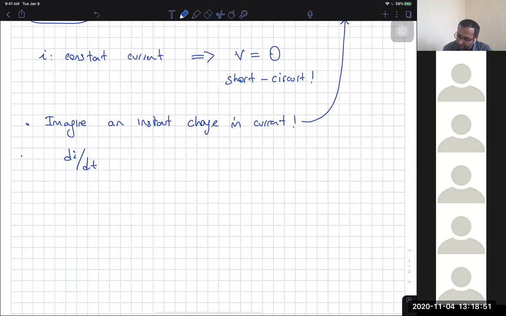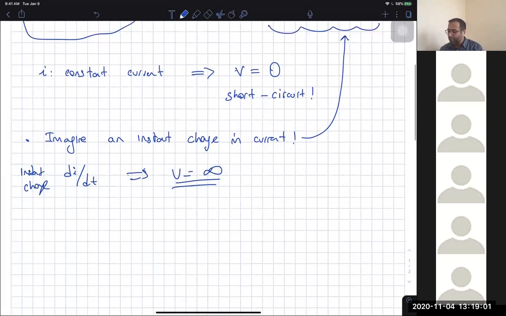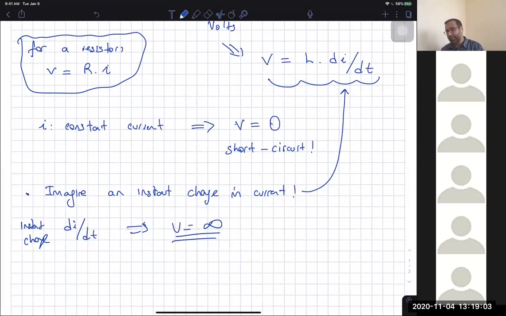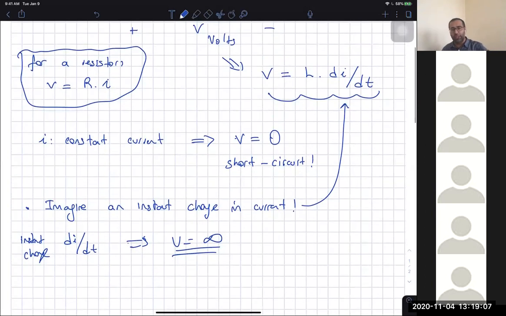Let's say there is an instant change here. So that will yield infinity, an infinite voltage here, which is not really possible. So basically, if you try to instantaneously change the current, this inductor will resist it by creating an infinite voltage drop. Basically, it will be like an open circuit component here, which will not allow the current to pass.